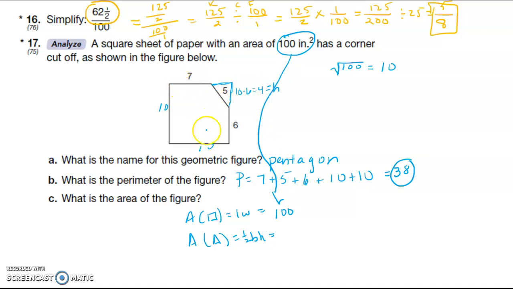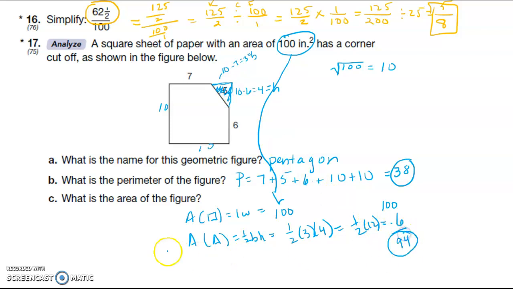And then this side is 7 and this side is 10, so this is 10 minus 7, which is 3, and that'll be our base. So we have 1/2, 3 times 4, which is equal to 1/2, 12, which is 6. Now we have to subtract that from 100, because that triangle is not really there. And that's going to give us 94.